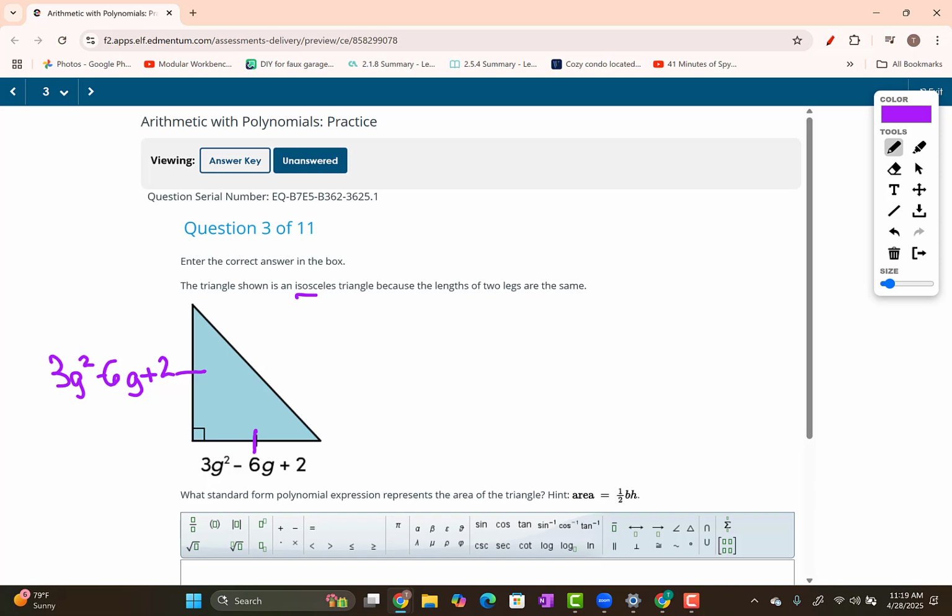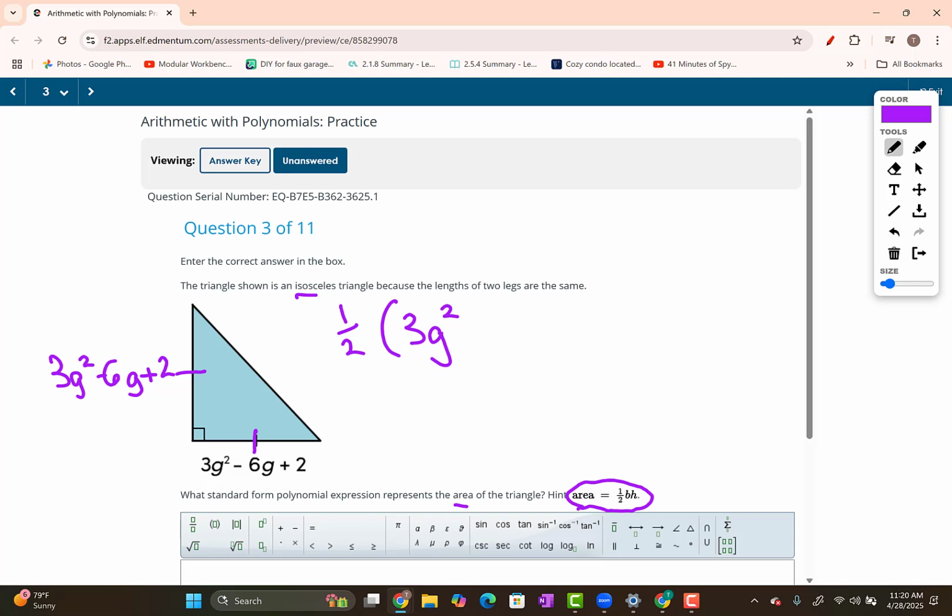Question says, what standard form polynomial expression represents the area of the triangle? They give us a big hint. They just give the area formula of a triangle. It's 1/2 base times height. So what we're going to do is we're going to take 1/2 and multiply it. Our base and our height are the same.